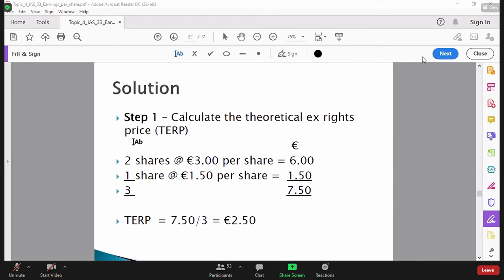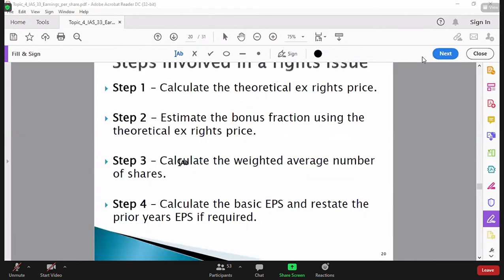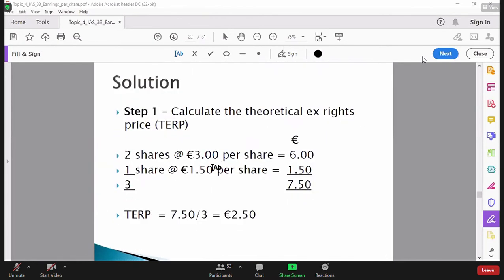As mentioned by the standard, to calculate the TERP here, what happens? You take the price, RM7.50, divided by the number of shares here, which is 3. So you calculate 7.5 and then you divide by 3. You get 2.5.